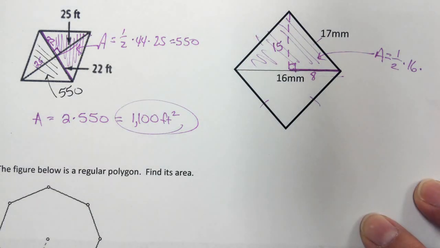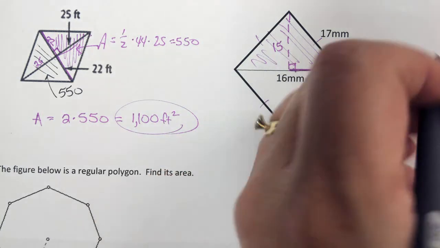8, 15, 17 is a Pythagorean triple. You need to memorize it. I cannot stress that enough. So the height is 15.